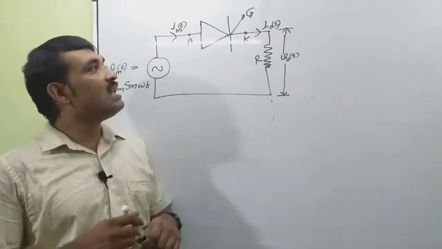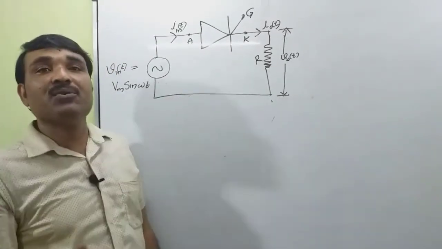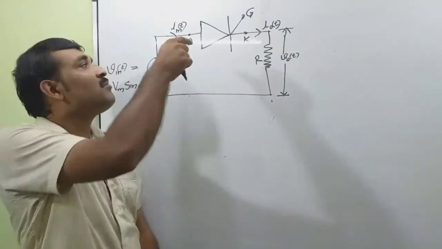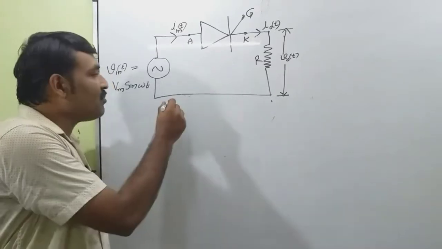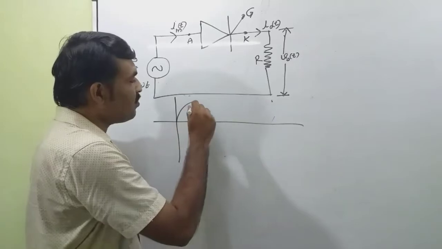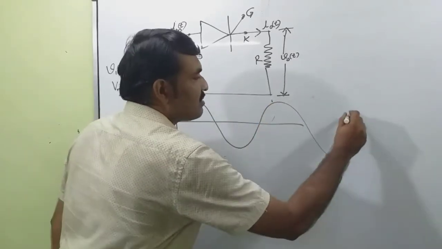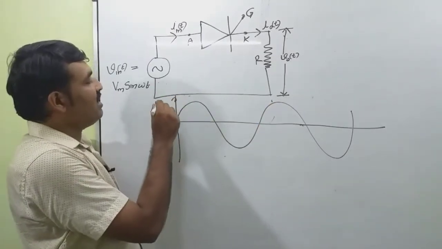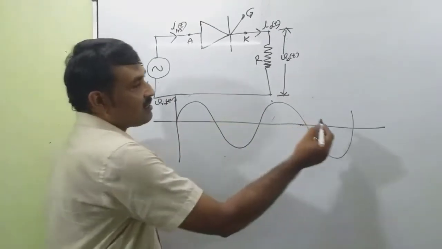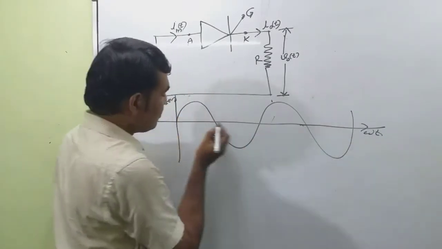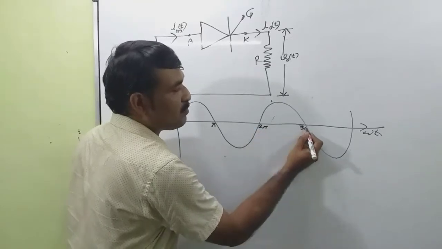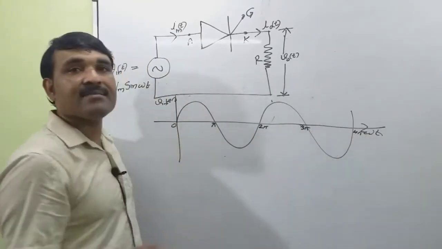This figure shows a half-wave rectifier circuit with an R load. So this is a controlled rectifier since we are making use of a thyristor here. I am drawing the input waveform. So this is our input waveform, V input, that is Vm sin omega t, against omega t. So this angle is 0, pi, 2 pi, 3 pi, 4 pi, and so on.